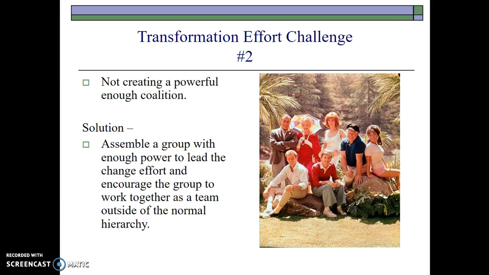The next transformation effort challenge was not building enough of a strong team. So you need a good team that's all working towards the same vision and understands what the goals are of that vision. And sometimes it's not your traditional team that you are used to working within. I share Gilligan's Island here because it was kind of an odd team of people, but yet they were very successful staying alive on the island for as long as they did.